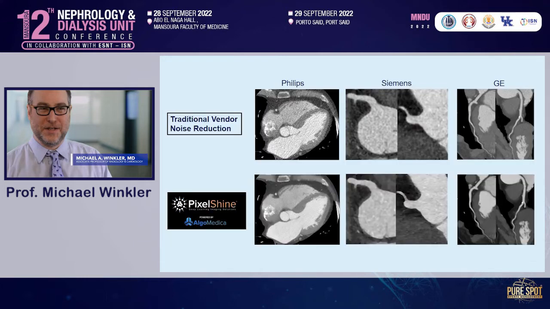The best AI algorithms for quantitative analysis are built on top of hardware-agnostic noise reduction algorithms that preserve the noise spectrum of the original data. For example, in my laboratory, we are developing AI algorithms using Algomedica's Pixel Shine. More on the importance of noise texture toward the end of this presentation.